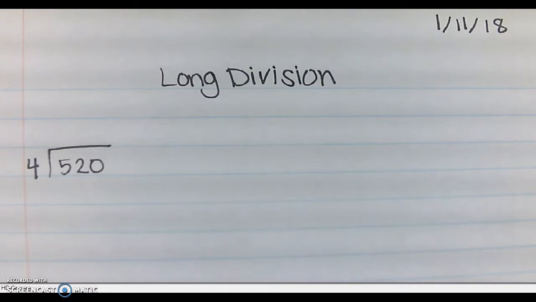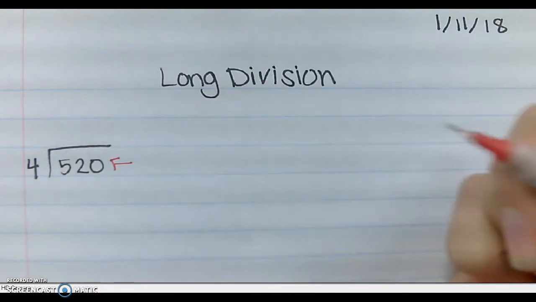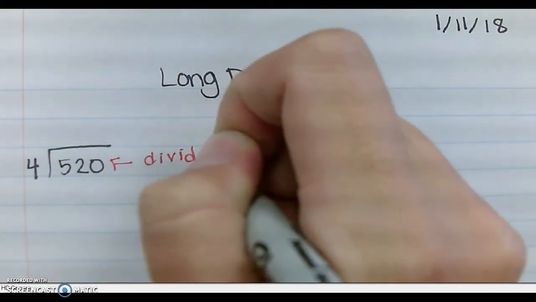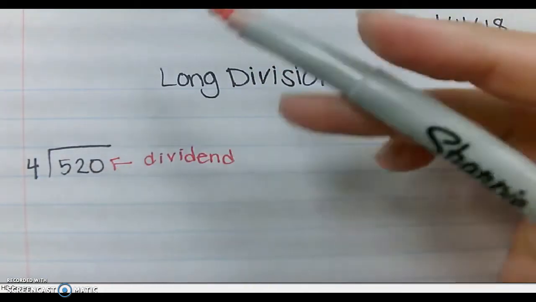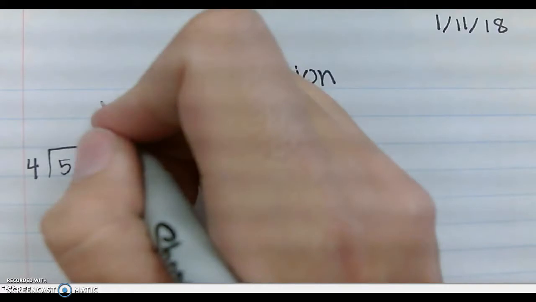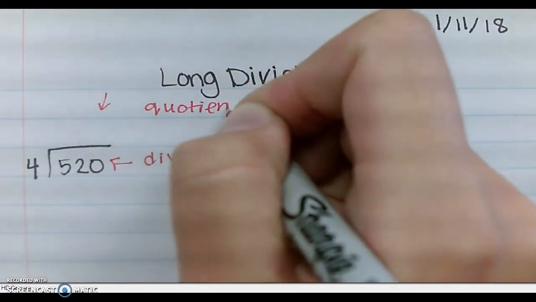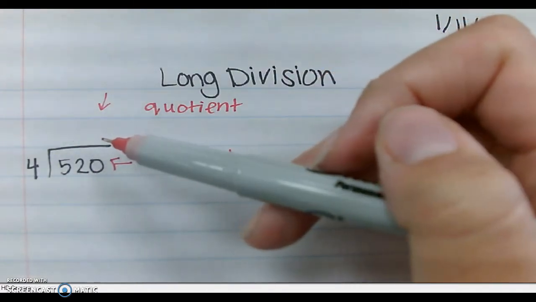So before we start, we want to identify the different numbers that we're going to be working with in our division problem. The number that we're dividing is called the dividend. So when you hear me say the dividend, you know that I'm talking about the big number that we're trying to break apart. And the quotient is our answer. So if you hear me say put it up with the quotient, then you know that I'm talking about this area, and it's the answer.